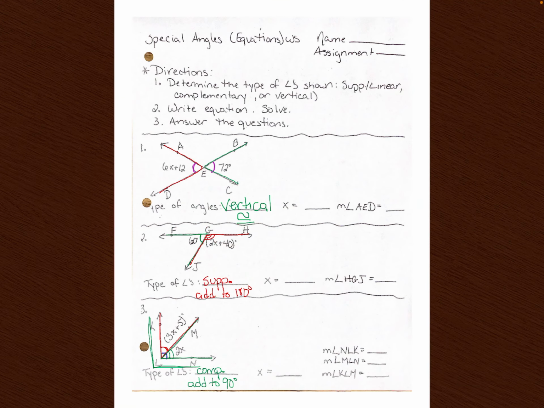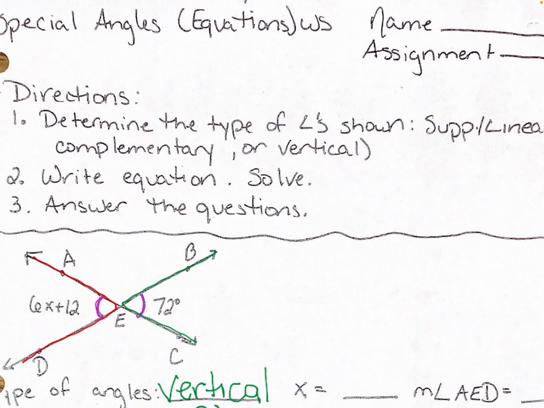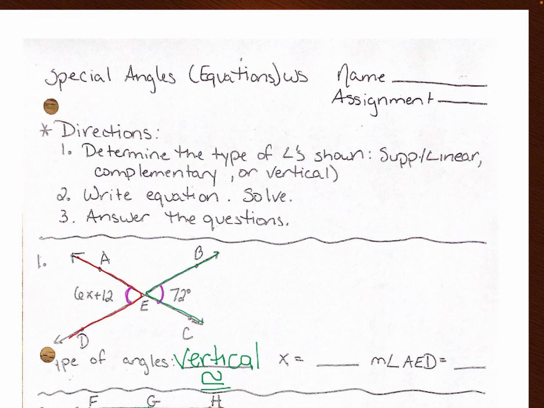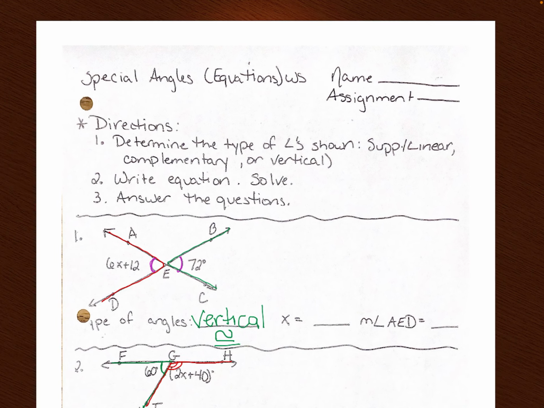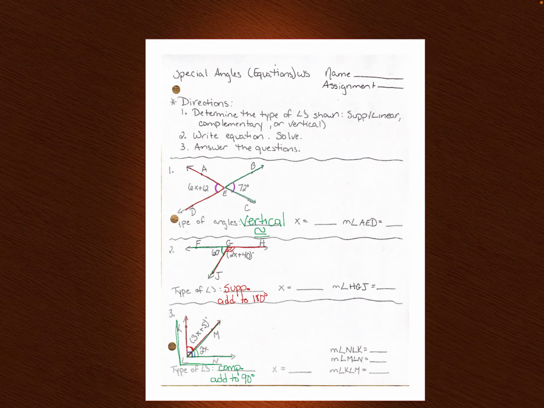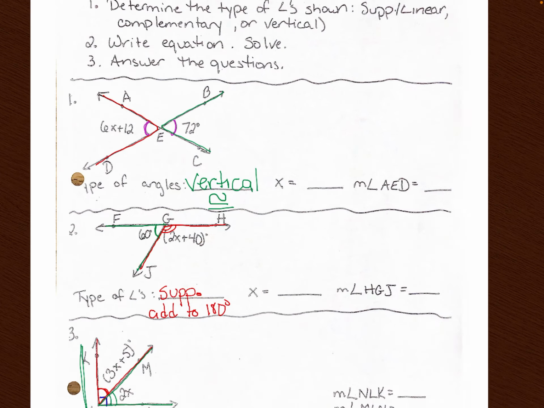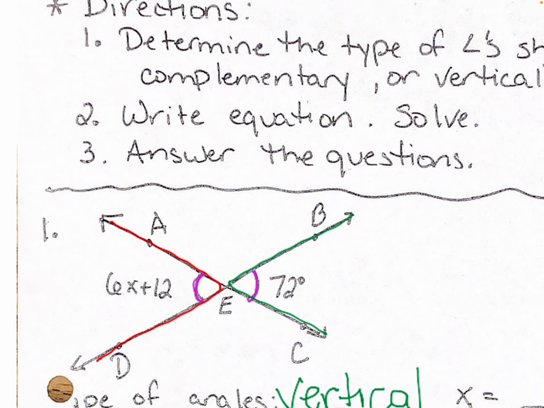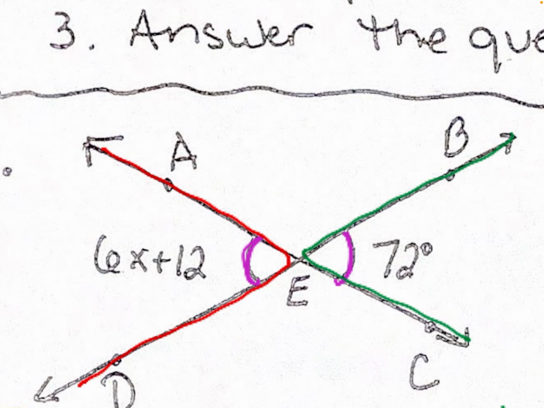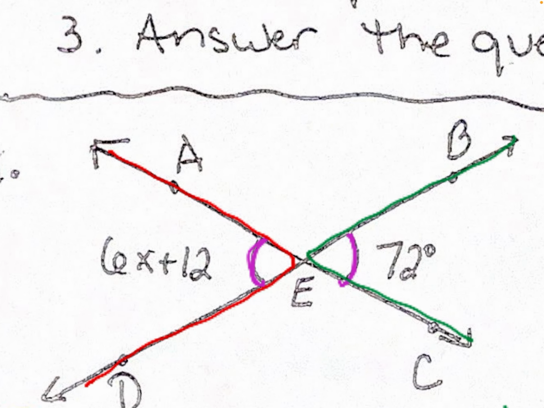There we go. Good. So step 1, determine the type of angles shown. Write an equation, solve. Right now, all you are going to do is look at the two angles they're giving you, and we're going to do the first three together and decide: are they complementary, supplementary, or vertical?